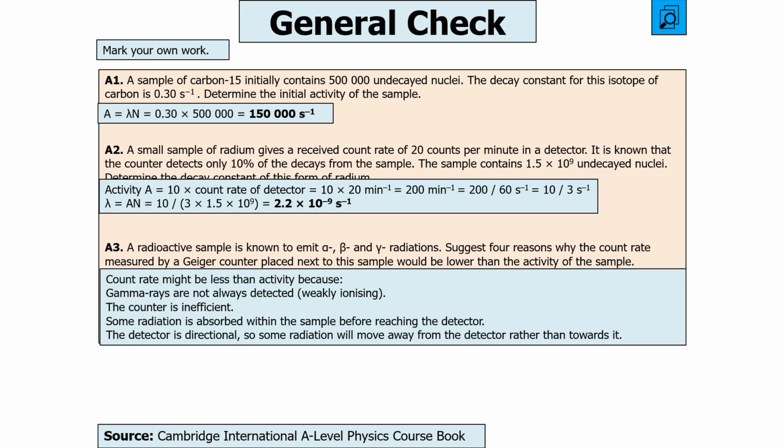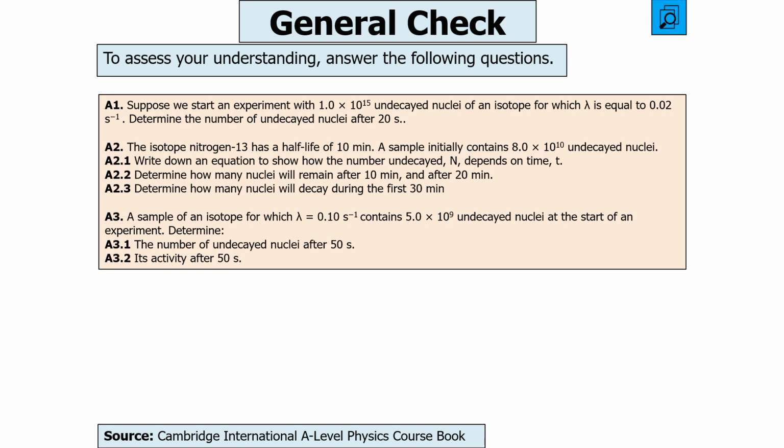The next question says, suppose that we start an experiment with 1 times 10 to the 15 undecayed nuclei of an isotope for which the decay constant is equal to 0.02 seconds to the minus 1. Determine the number of undecayed nuclei after 20 seconds.